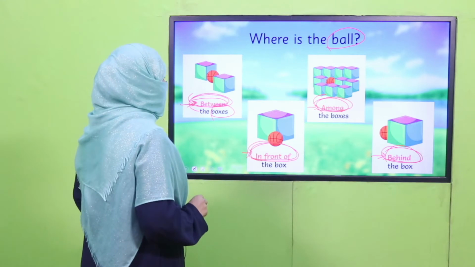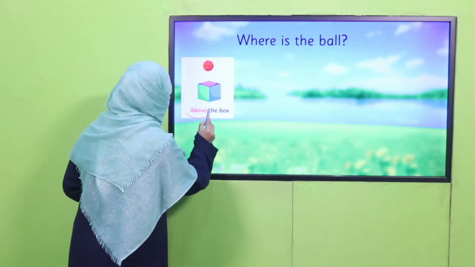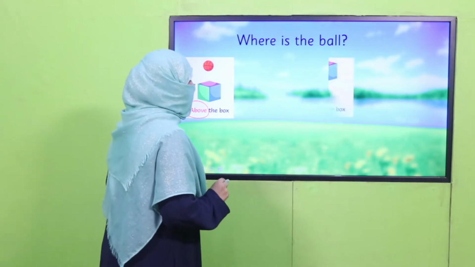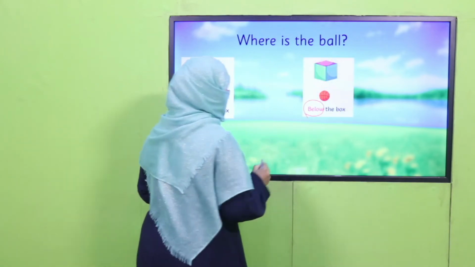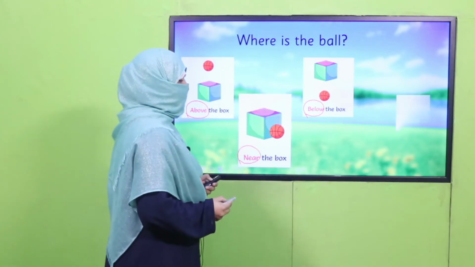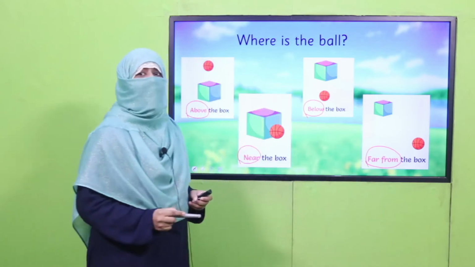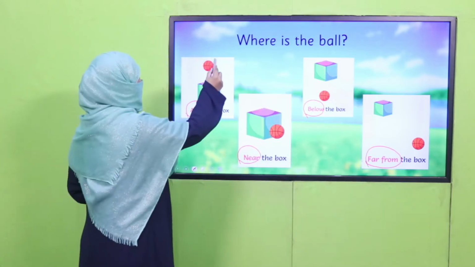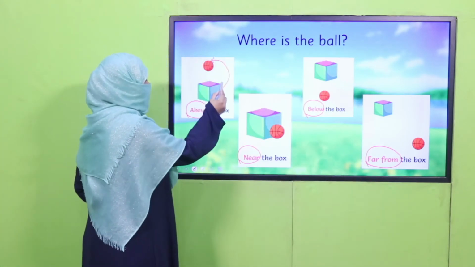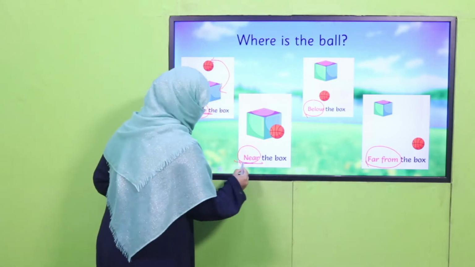Now there are a few more possibilities. The ball is above the box. The ball is below the box. The ball is near the box. And the ball is far from the box. Again, now you can find the position of the ball with respect to the box because of this position word.